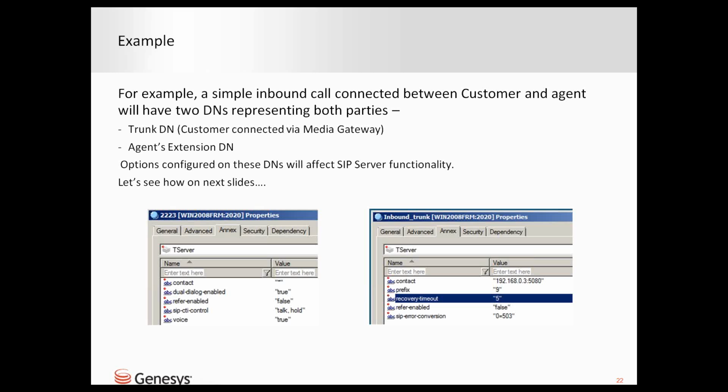If you take an example of a simple inbound call connected between customer and agent, it will have two DNs representing both parties. If it is an internal call, two extension DNs will be there. Or if it is connected via trunk DN, coming from a media gateway, you have the media gateway trunk DN and the agent extension. The options you configured on these are going to have an effect on your ultimate call flow. If you have any issue when investigating, you will depend on what type of call flow it is, where the problem is, and what the symptoms are, and you need to understand what DNs participated in the call flow. Accordingly you investigate, taking the DN configuration options and the SIP Server configuration options collaboratively, to decide what could have happened in the call flow that resulted in the symptom.